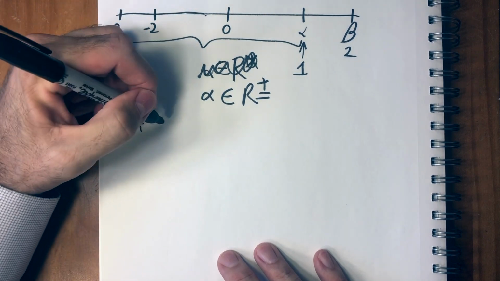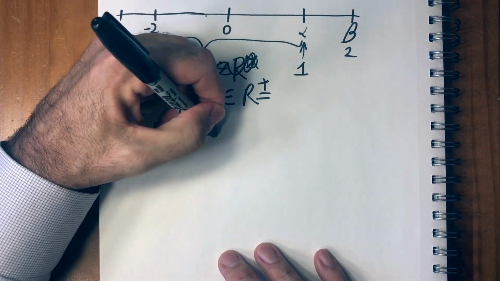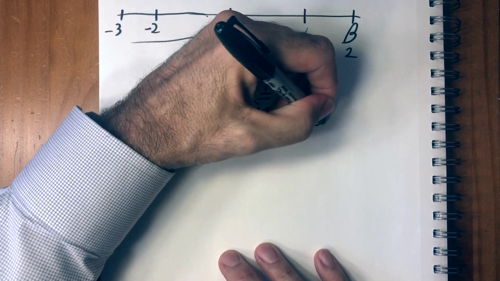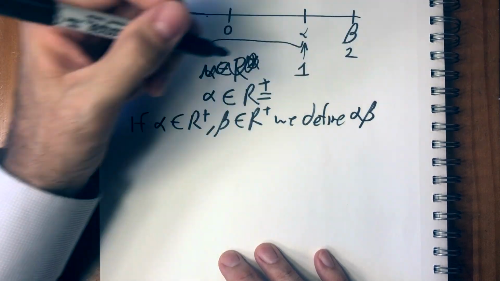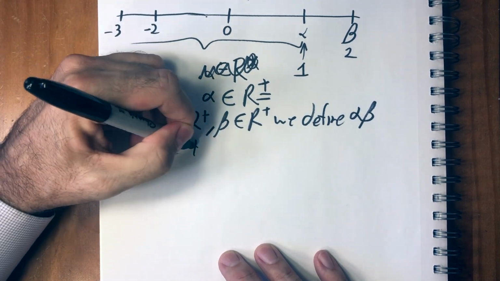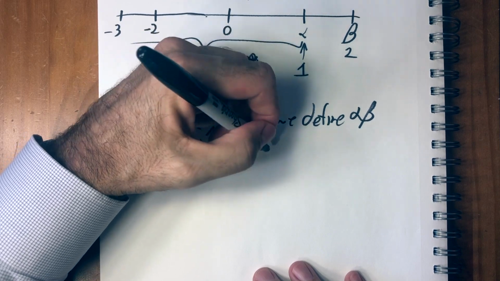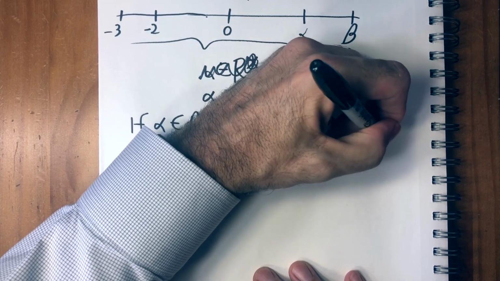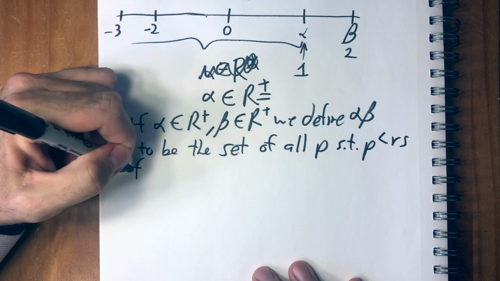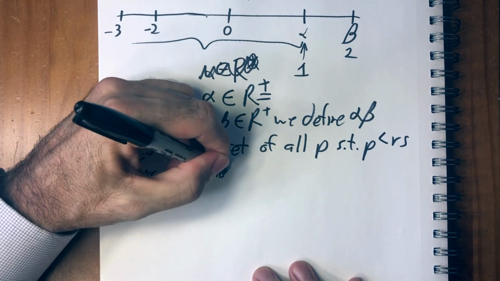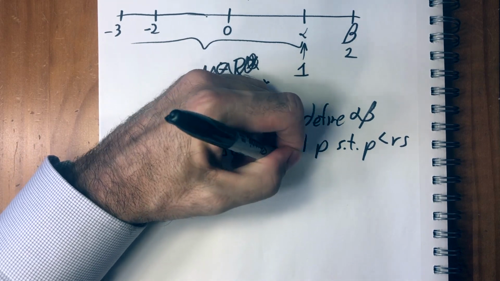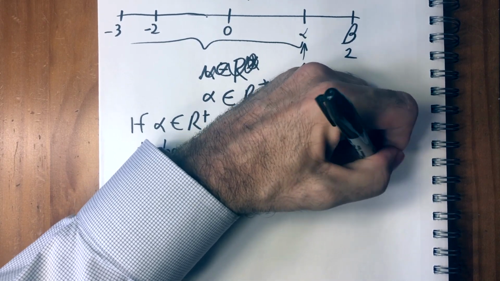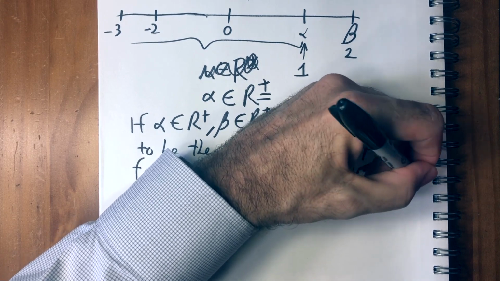Okay, so if alpha is an element of R plus, beta is an element of R plus, we define alpha beta to be the set of all p such that p is less than rs for some choice of r an element of alpha, s an element of beta, and r greater than 0, s greater than 0.